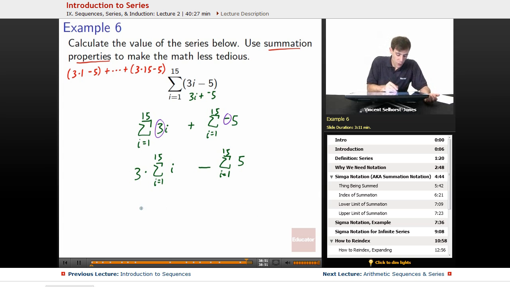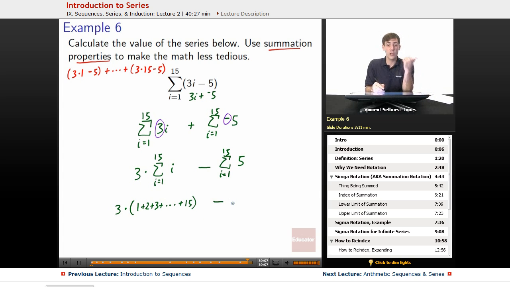Great. So 3 times, well, there's no cool properties that we've learned yet, although we will learn in the very next lesson how to easily sum this one up. But we'd have 1 plus 2 plus 3 plus up to 15. And over here we'll have minus, well, we could do 5 plus 5 plus 5, but it's just going to show up 15 times, right? We talked about this before. Since a constant's just showing up 15 times, that's just going to be 15 times the constant. So 15 times 5.